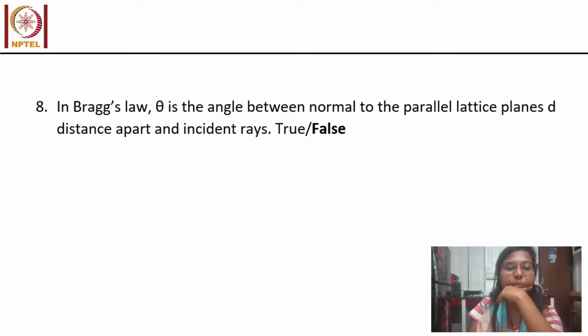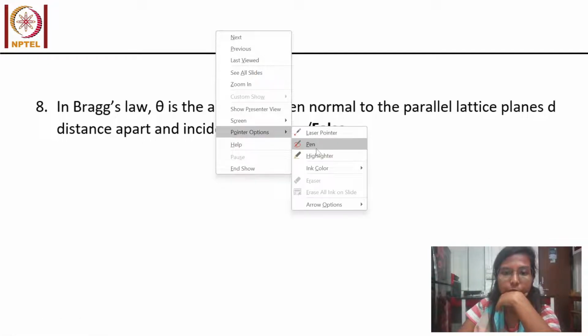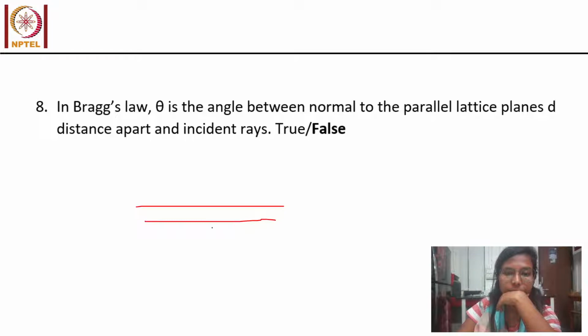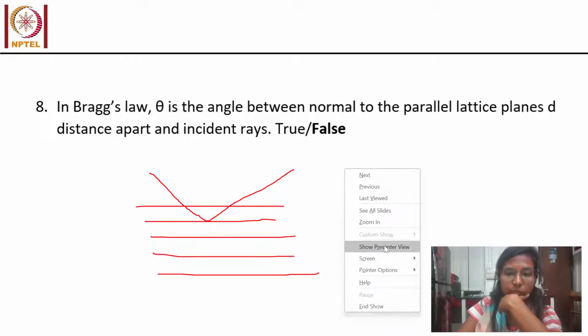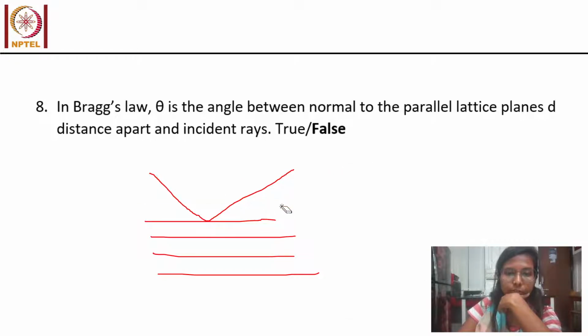So the question was that in Bragg's law, theta is simply the angle between the normal to the parallel lattice planes d distance apart and the incident ray. So this was a true and false question. So first we will simply draw some planes, and we will constitute the Bragg reflection. So let me do it for the first plane, then it will be easier to understand. And this point is the normal to the plane. This is theta.